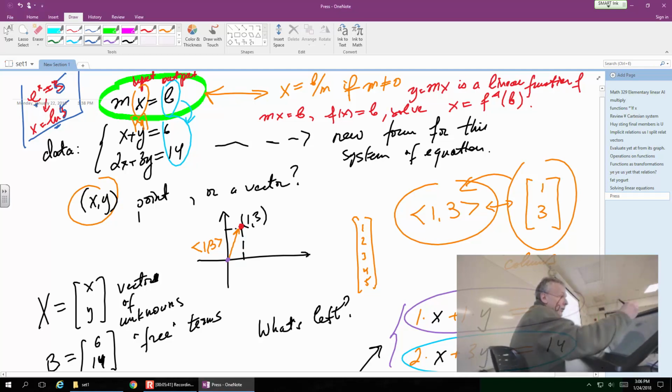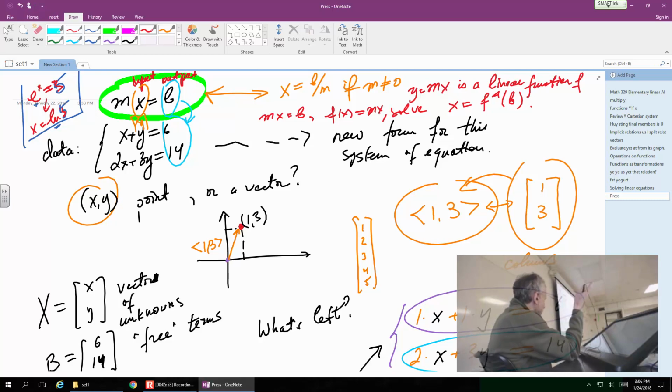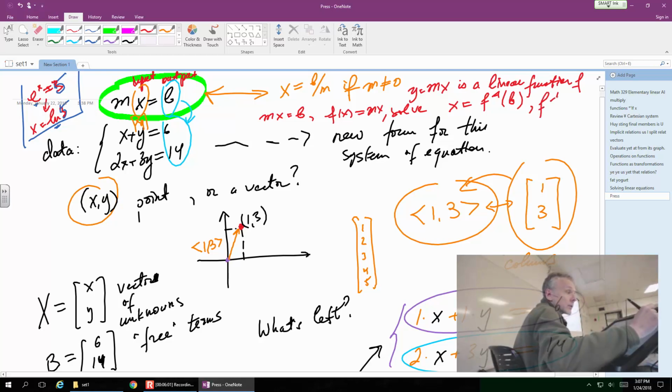So f of x is equal to mx. The function that we're looking at is mx. That's my linear function. And once again, how do I solve the problem mx equal to b? I find the inverse of this function. We already have it. It's simply division by m, and that's it. So f inverse of x is equal to x over m.